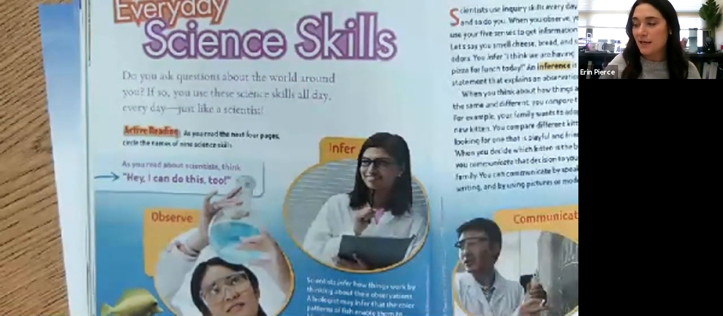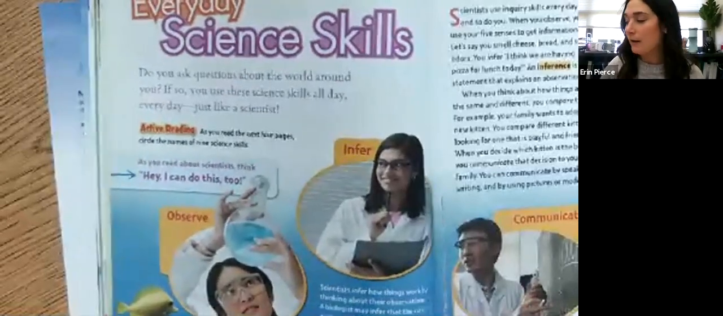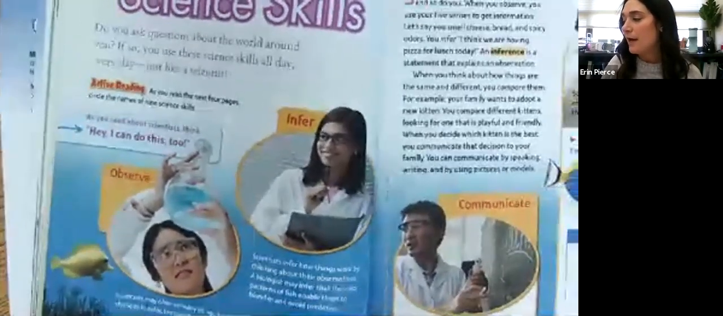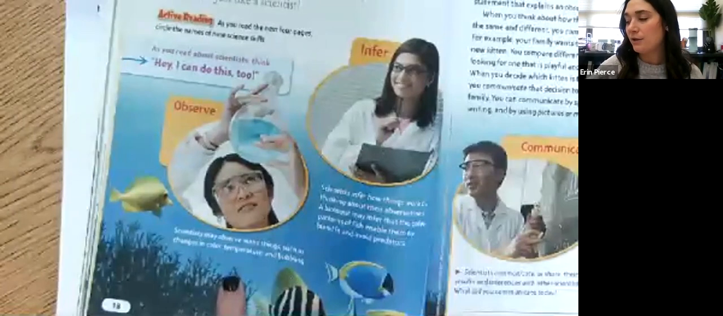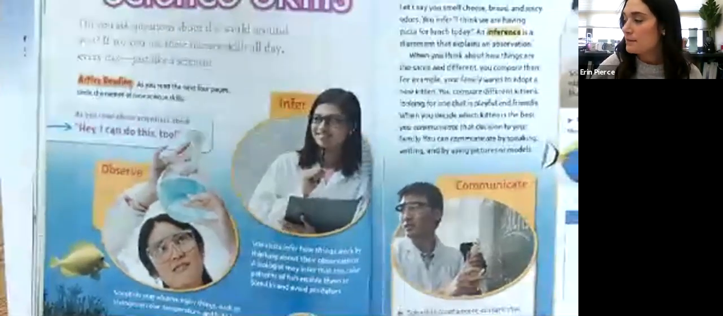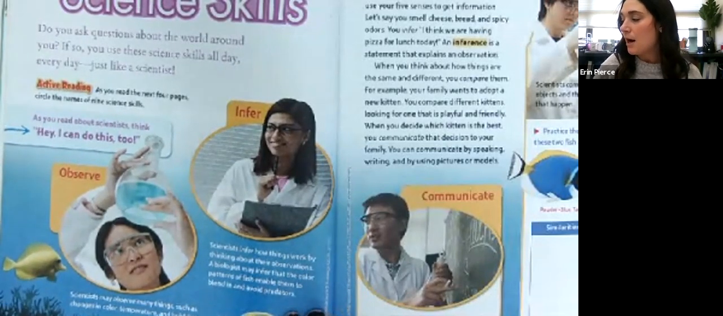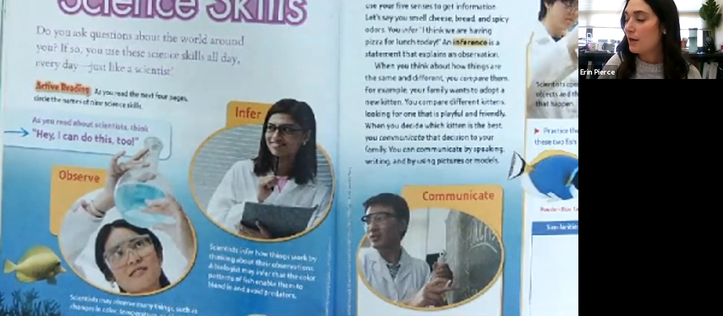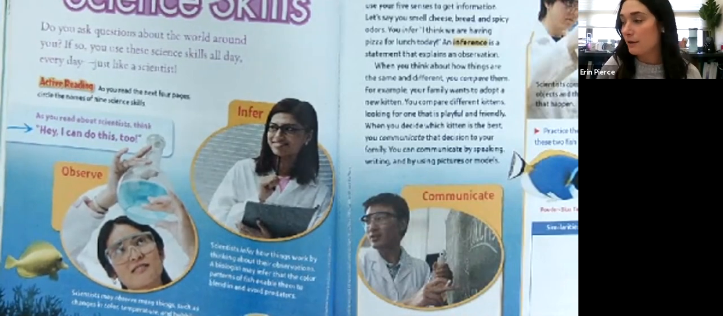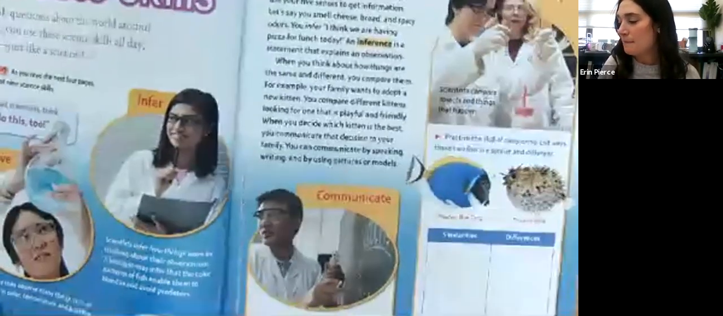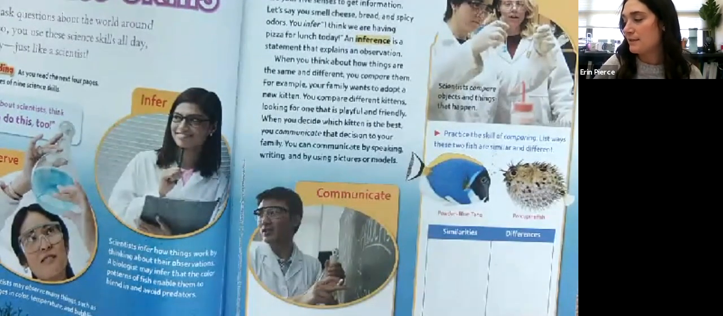As you read about scientists, think, hey, I can do this too. These 3 skills that are highlighted are observe, infer, and communicate. Scientists observe many things such as changes in color, temperature, and bubbling. Scientists infer how things work by thinking about their observations. A biologist may infer that the color patterns of a fish enable them to blend in and avoid predators. They also communicate. Scientists communicate or share their results and inferences with other scientists.